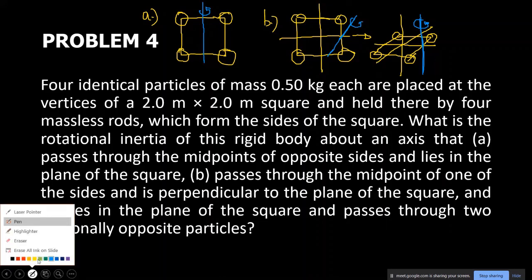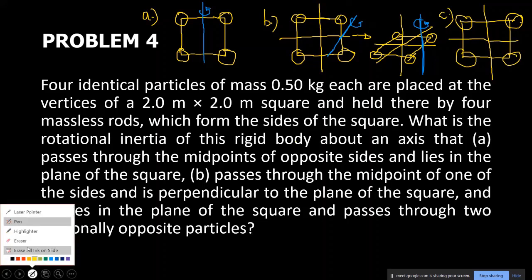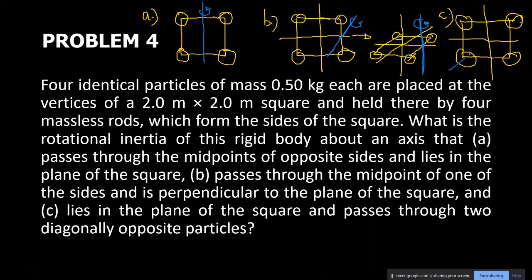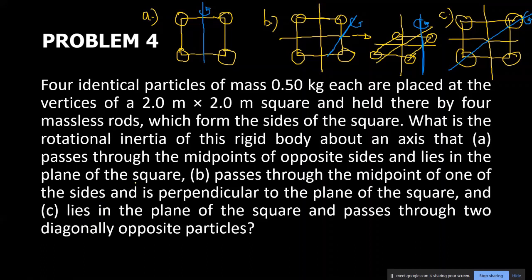Then for letter C, it says the axis lies in the plane of the square and passes through diagonally opposite particles. So, it looks like this. Diagonal, it says, of two opposites, so it goes like this, and the rotation is like this. We just moved the position of the axis of rotation. What we need to find is the moment of inertia, or the rotational inertia. It is the same for all.